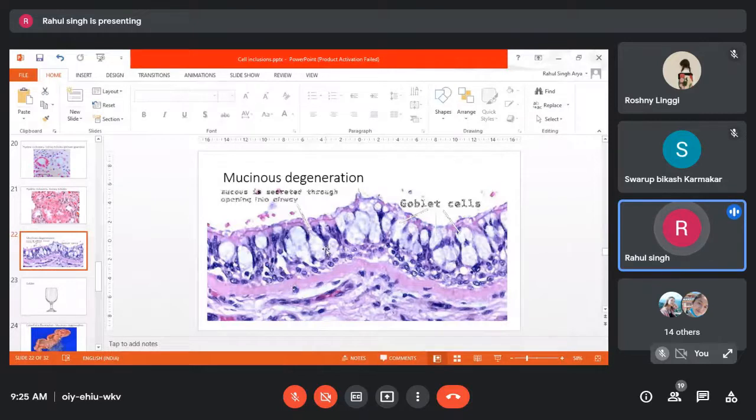If you see this cell, it appears as an inverted goblet, and some cells will be in the upright goblet structure also. Okay, these are the goblet cells. They are basically present down here. Then they will have a small mucus secreting duct-like structure and an upper structure from where the mucus is secreted. Like this, many goblet cells are seen.